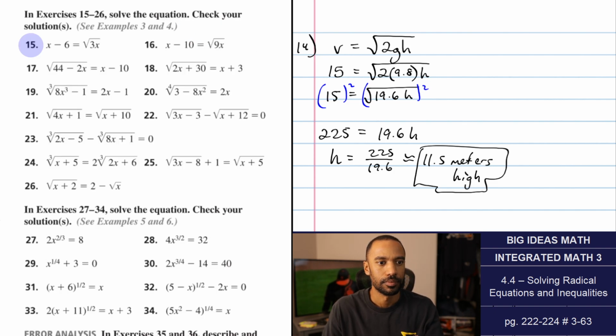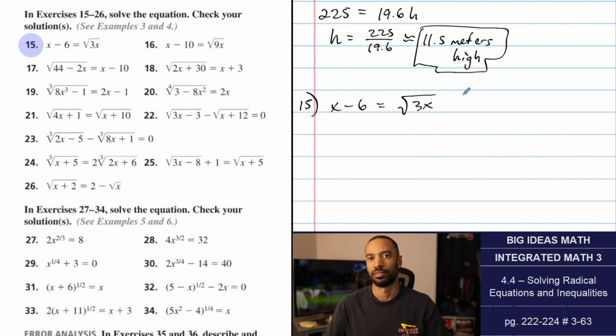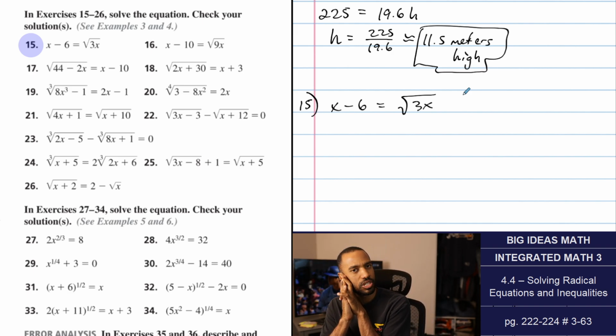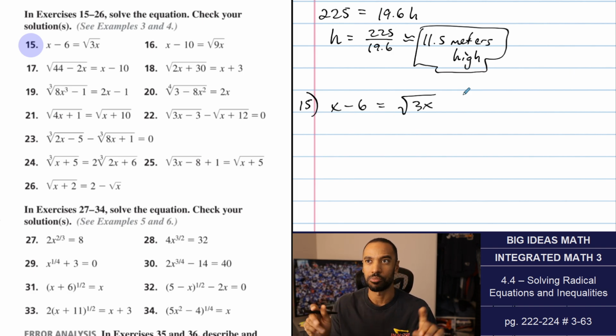Numbers 15 to 26, solve the equation, check your solutions. Now this is probably where the majority of your equations should be focused on checking your solutions. I'm trying to think of situations where you shouldn't be checking your solutions. I'm not saying I know when there will be extraneous ones or not. I'm saying these are the ones that should always have potential for it.